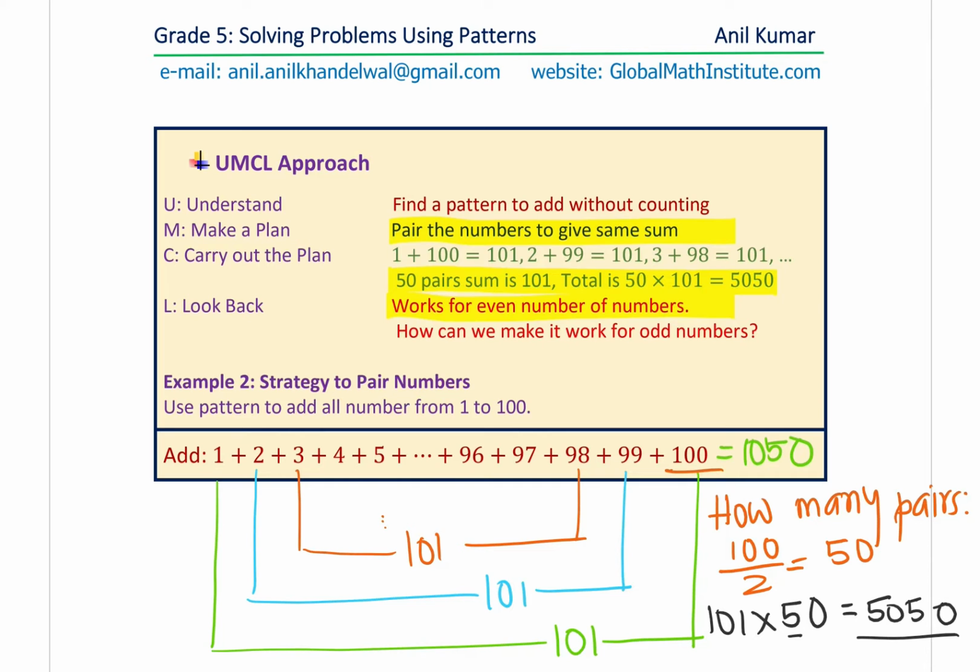Now, here there is one important thing to understand. When you look back, what do you see? When we work with even numbers, we have all pairs, right? There's nothing left. But how can we make it work for an odd number of numbers? Let's say we have 101, then one will be left out, one will not be able to be paired. Let's take a small scale example.